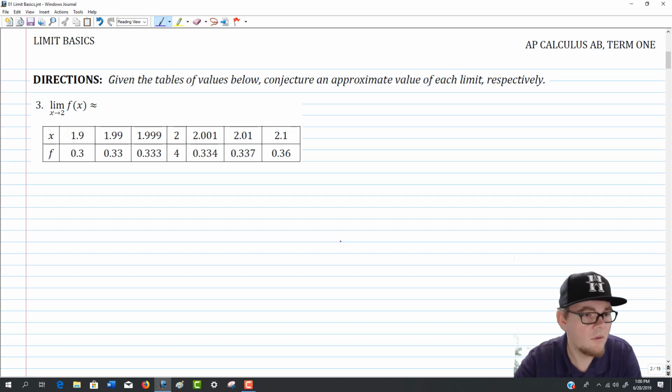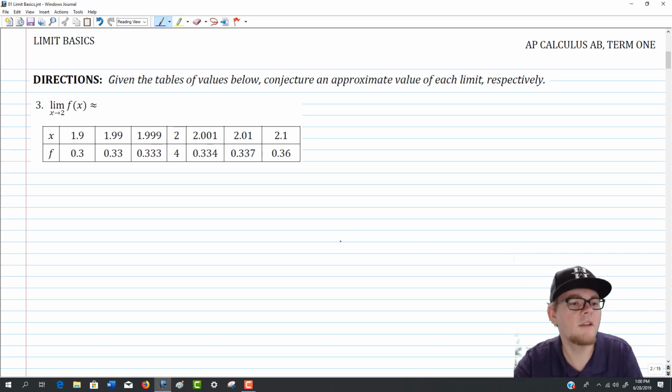So in our first example, number 3, it asks us to evaluate the limit as x goes to 2 of f of x. And again, it just wants an approximate one, so anything I come up with might be slightly different than yours, but we should be in the same ballpark for sure. This should be in the same neighborhood, to use more limit terminology.